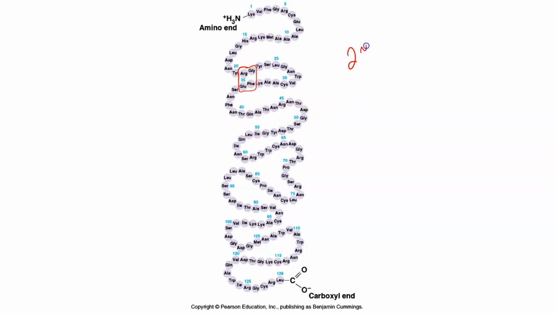So this is what we call the secondary level of protein structure, when these amino acids now begin to cause that straight line to curve and to twist. Okay?